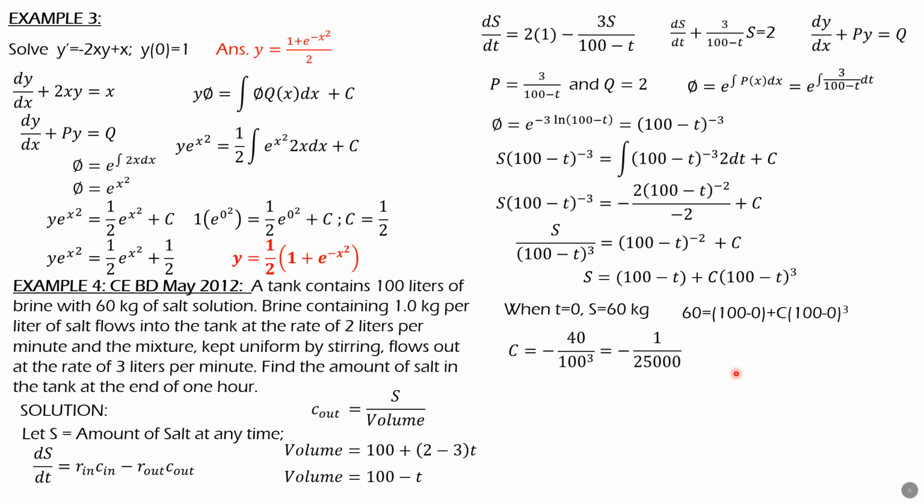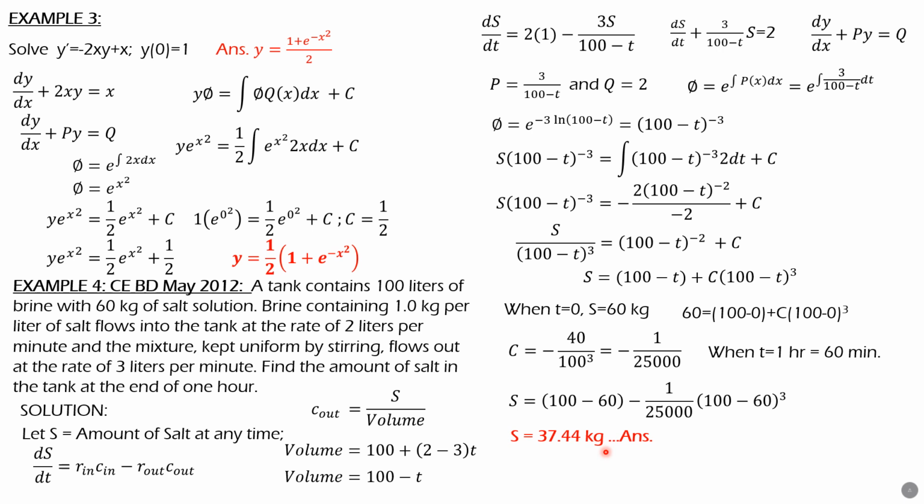Then find the amount of salt in the tank at the end of 1 hour. So t is 1 hour or 60 minutes. Substitute into this formula here. So S equals 100 minus 60, plus c, which is negative 1 over 25,000 times 100 minus 60 cubed. And from there, you can use your calculator to evaluate S. Solving for S, S is 37.44 kilograms. And that's the answer.